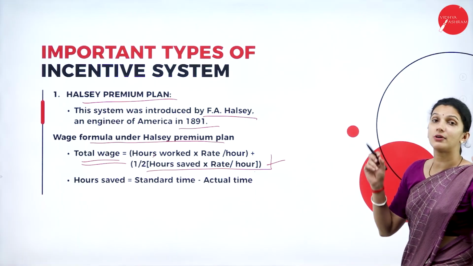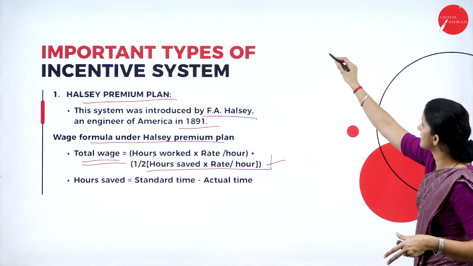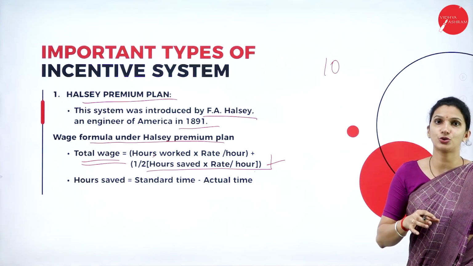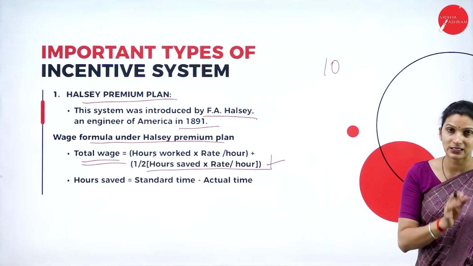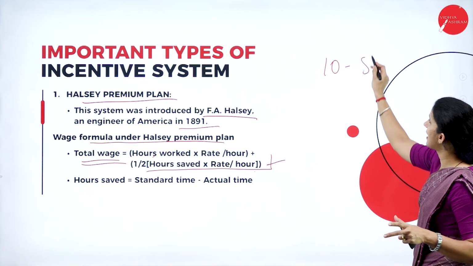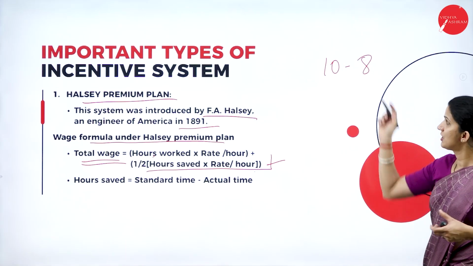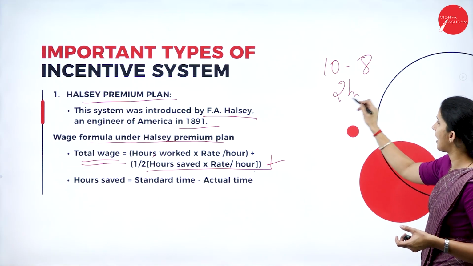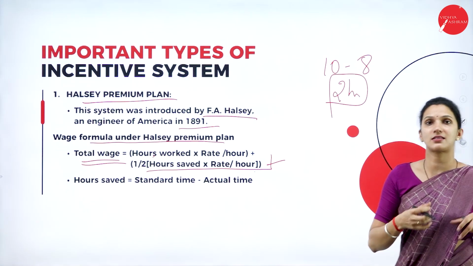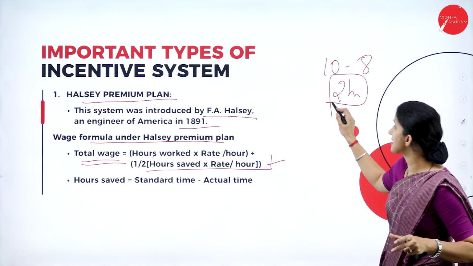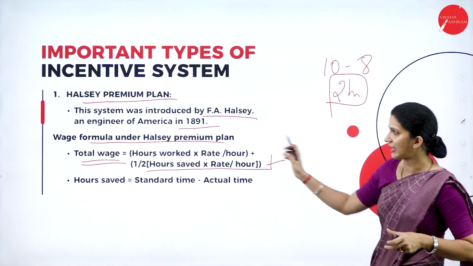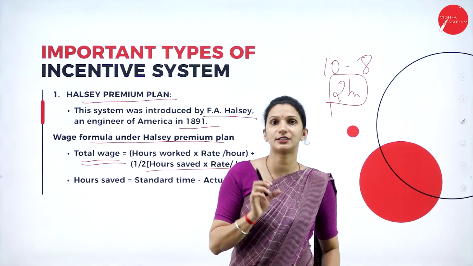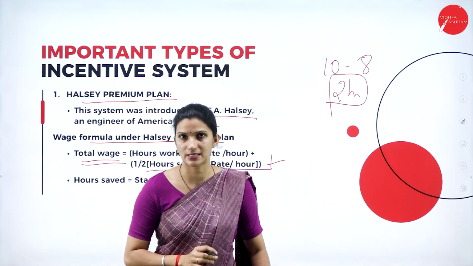Simple, if a worker is given a standard time, for example, 10 hours to complete a task, but the worker completes the task in, for example, 8 hours, here the difference is 2 hours. So this is the hours saved. For these hours saved, he will get the incentive or the bonus. So that is the formula given to calculate the total wages under Halsey's plan.